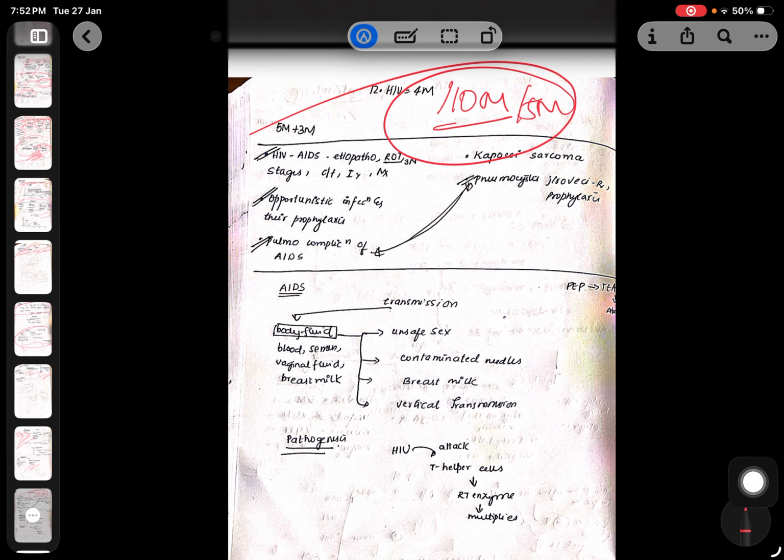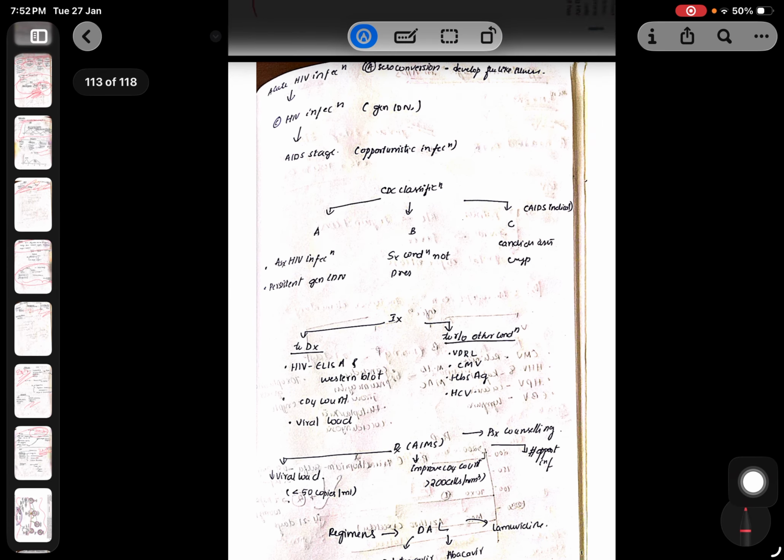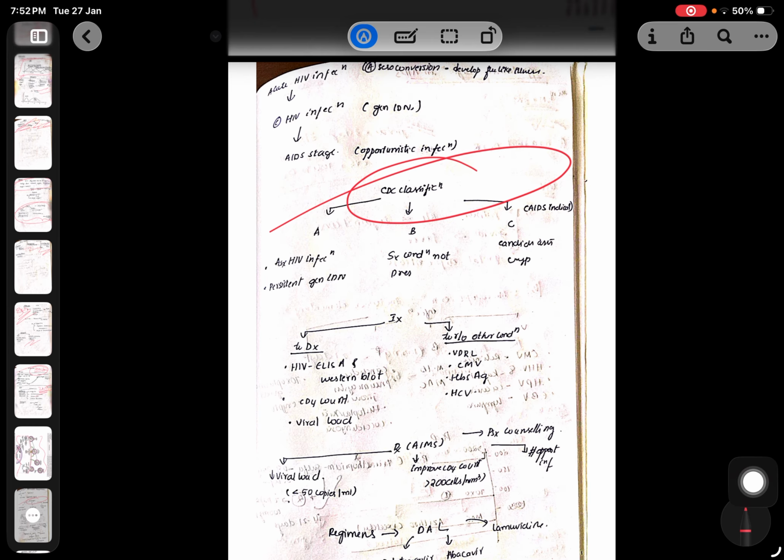Again, AIDS. This is for a 3 marker, if I'm not wrong. Know the pre-exposure prophylaxis and post-exposure prophylaxis of AIDS. It's a 3 marker. Then pathogenesis, this is what is given in Davidson. You can just refer to it, though it's not important under medicine. You should know the drugs and how to start. Then the CDC classification, you have A, B, C. C is AIDS defining, A is asymptomatic, and B is symptomatic conditions which are not AIDS defining.